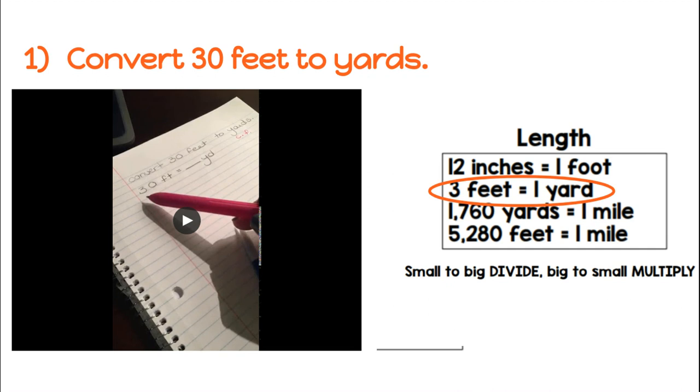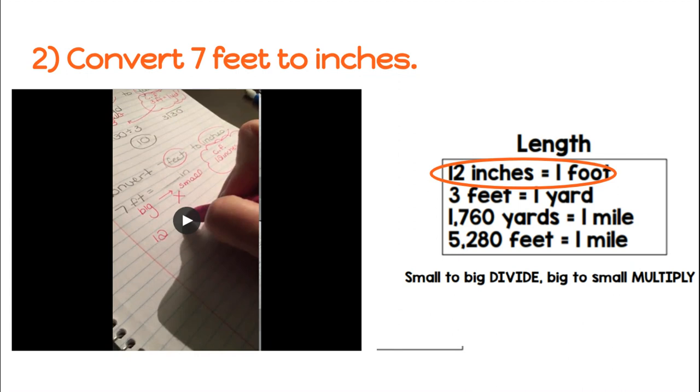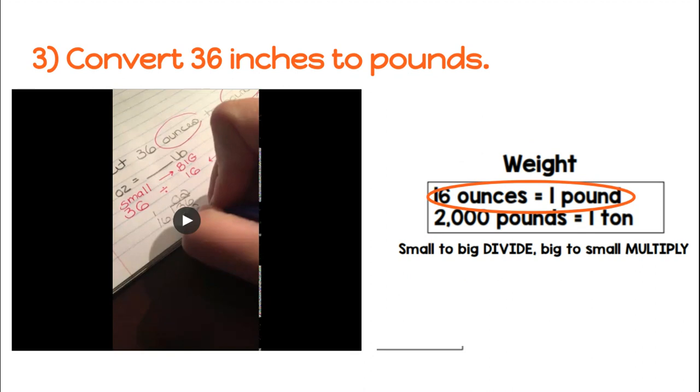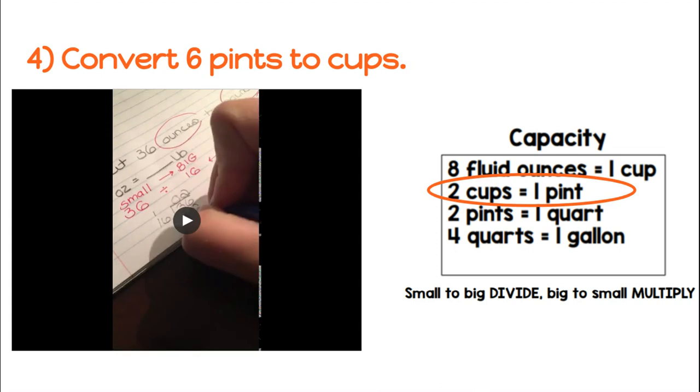The first problem is convert 30 feet to yards. Again, please make sure you watch the video on solving this problem. Number 2, convert 7 feet to inches. Number 3, convert 36 inches to pounds. Number 4, convert 6 pints to cups. So I would love for you to review those 4 problems with the videos and do the work in your notebook or on a piece of paper that we can discuss on Tuesday if you have any questions.